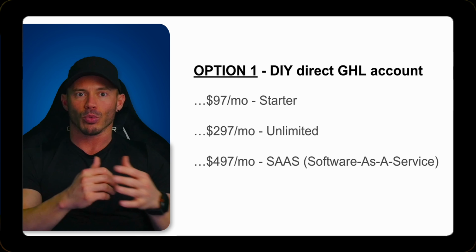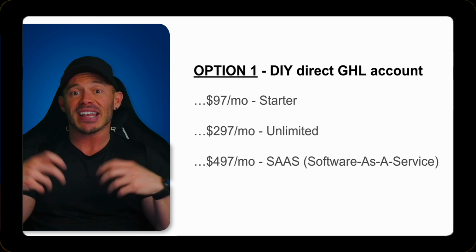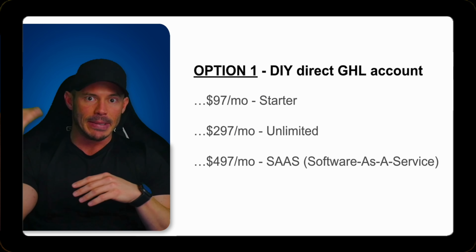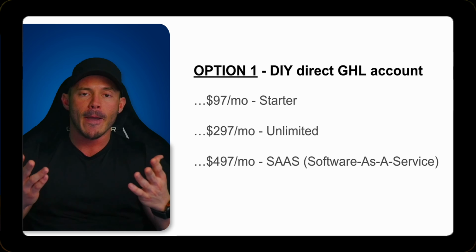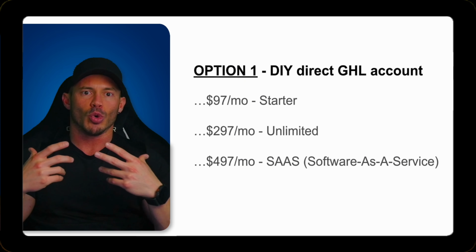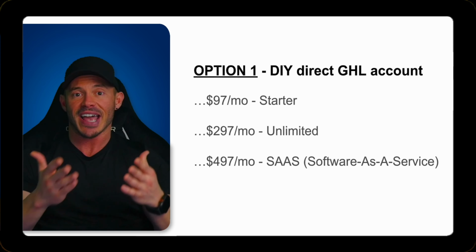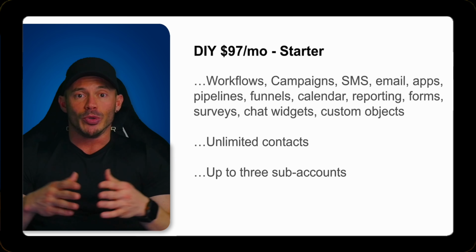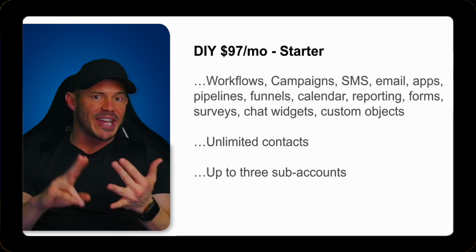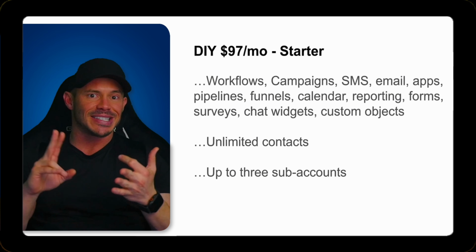If you go the DIY route, here's what the pricing roughly looks like as of right now. The starter plan, the basic one, is right around $97 a month. You have the unlimited plan, which is right around $297 a month, and then you have the higher tier SaaS plan. And that's really only appropriate for someone that's trying to actually resell GHL as a software, what they call SaaS, software as a service. Now, on the starter plan, you get all the core features that pretty much any business needs to run and function appropriately. Workflows, campaigns, SMS, emails, apps, pipelines, funnels, calendars, reporting, forms, surveys, chat widgets. One thing I think is awesome is you get unlimited contacts and also up to 3 sub-accounts.